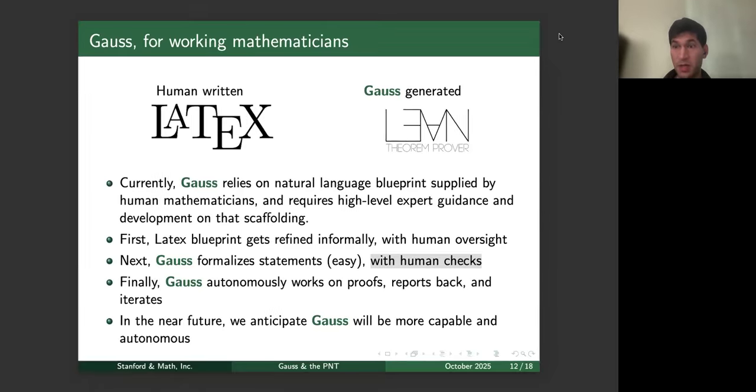Other times there were quite a bit more subtle and mathematically substantive issues that I'll talk about, with a few examples in a few slides. But once you have these statements that have been verified and validated, this becomes a goal for which Gauss starts to search for and produce formal proofs.